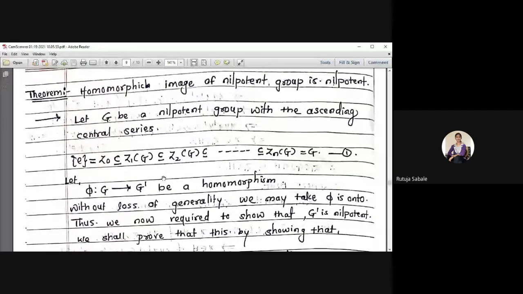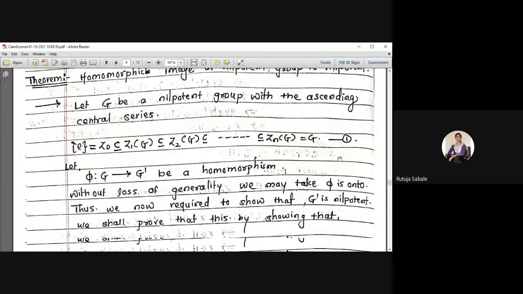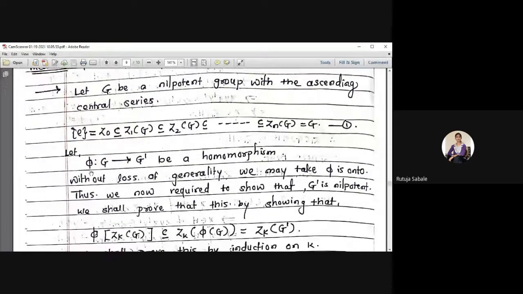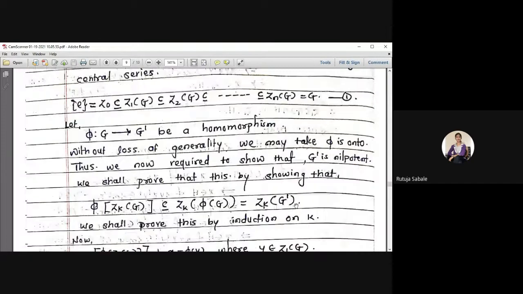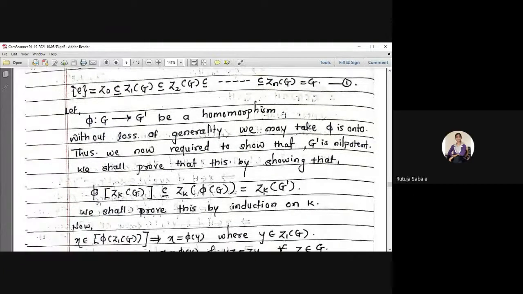Okay, look at here. If G is a nilpotent group with ascending central series such that, give it as equation number 1 here. Let us define a function phi from G to G dash, a homomorphism. Without loss of generality, we may take phi to be onto. Thus, we are now required to show that G dash is nilpotent. We shall prove this by showing that phi of Zk of G is contained in Zk of phi of G, which is equal to Zk of G dash.